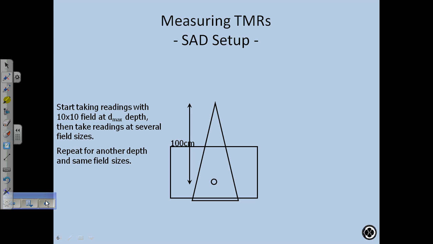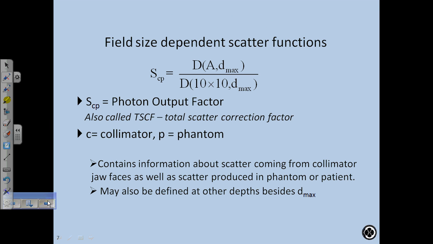Measuring. So how do we measure a TMR? SAD setup. Start taking readings with a 10 by 10 field at Dmax depth, then take the readings at several field sizes. Repeat for another depth and the same field size. First you take a reading, here's your water tank, with a chamber at Dmax, and make sure you're at 100 cm. Then add some water and take another reading. We're not moving the chamber now, we're just adding water, so we're changing the depth and the field size stays the same. Then add more water and take another reading. We do that for one field size, then we change the field size and do it again, and again, and we build a TMR table. That's how you measure TMR.